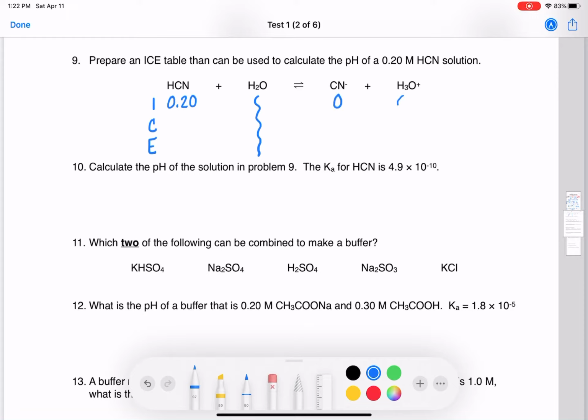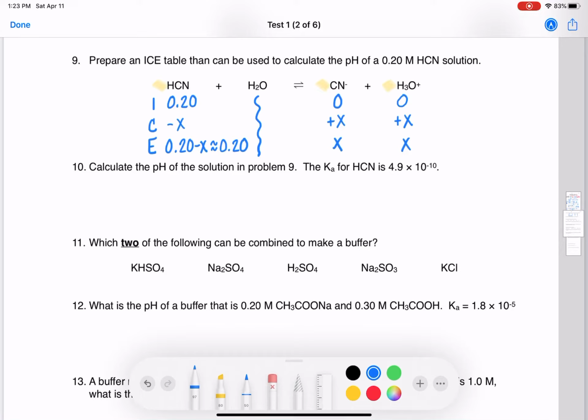Initially, we don't have any products yet, so they're going to be 0. Our change, we don't know how much HCN is going to react, so we'll call it a minus X. Our cyanide is going to be a plus X. H3O plus is a plus X, and this is because the stoichiometry is the same all the way across this reaction. At equilibrium, we have 0.2 minus X. And remember, we're going to assume that X is much smaller than 0.2, so we're going to approximate that as being just 0.2. But for cyanide and for H3O plus, those are both going to be X. So that's the setup ICE table.